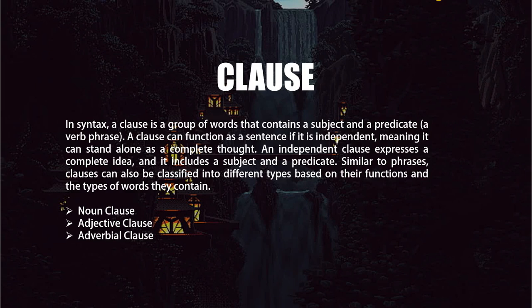And the last one is an adverbial clause. An adverbial clause is a type of clause that functions as an adverb in a sentence. It typically answers questions such as when, where, why, how, and under what condition. Adverbial clauses can begin with subordinating conjunctions such as since, although, when, and because. Examples of adverbial clauses include because it was raining, we stayed indoors, and she sang beautifully when she was younger.